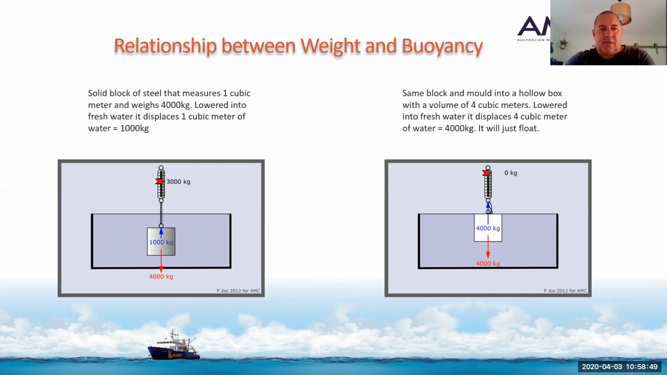So we've got two little boxes here. One on the left, a solid box of steel that measures 1 cubic metre and weighs 4,000 kilograms. It's lowered into fresh water and it displaces 1 cubic metre, equal to 1,000 kilograms. So the overall weight of that box once it's in water is 3,000 kilograms. So it's got lighter because it's displaced 1,000 kilograms.